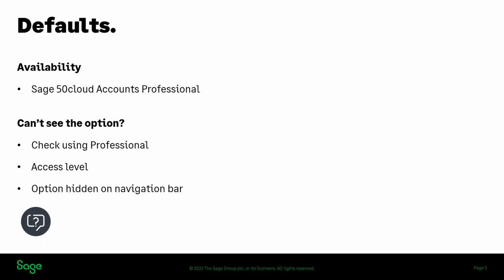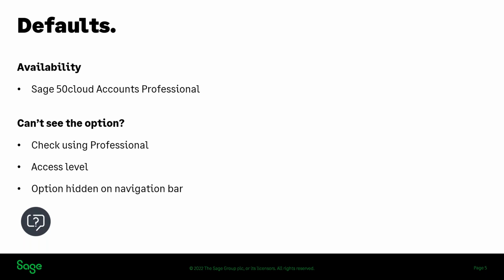So what would be the reasons why you can't see that option? Well, basically there are three. Check that you're using the right level of the software. If you're not on the professional level, you won't see it. There's your access level, or what you would maybe refer to as access rights if you're on an older version. And maybe you've also just hidden the option on the navigation bar.